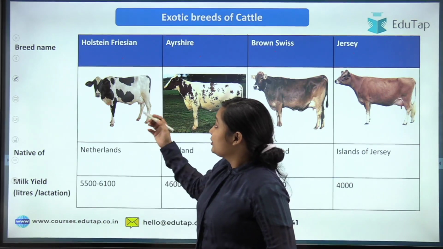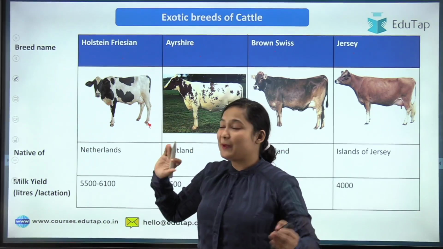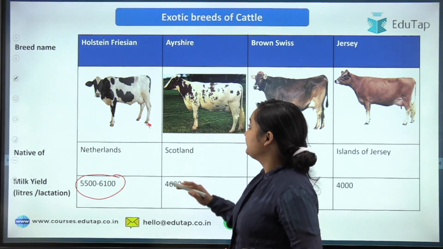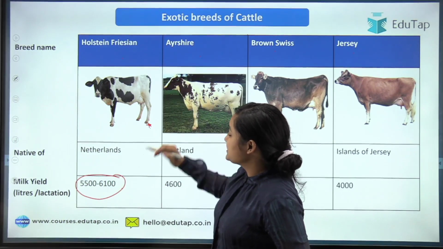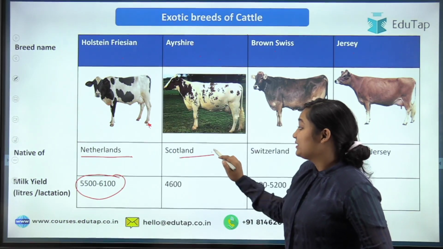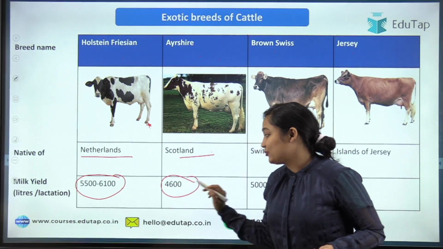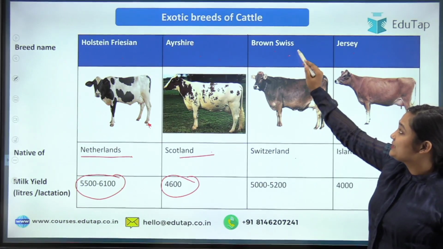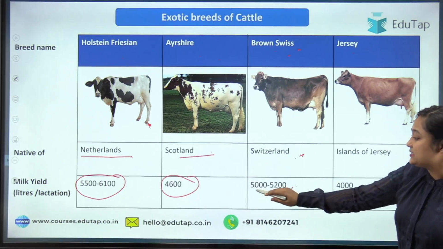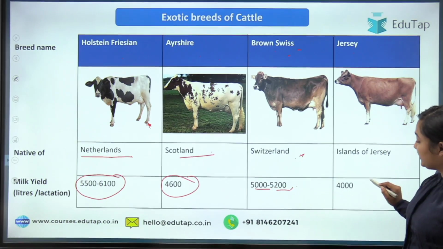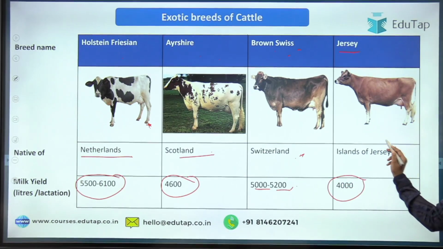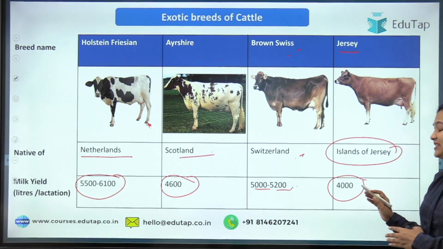So talking about the origin, I think this one you can see on many television ads. Why? Because the milk yielding capacity is good here. So talking about the Holstein Friesian, it comes from the Netherlands. Then talking about the Ayrshire, that comes from Scotland and the milk capacity is 4600. Then Brown Swiss comes from Switzerland and the milk yielding capacity is 5000 to 5200. Talking about the island Jersey, that is quite easy. Jersey comes from the island of Jersey and the milk yielding capacity is 4000.